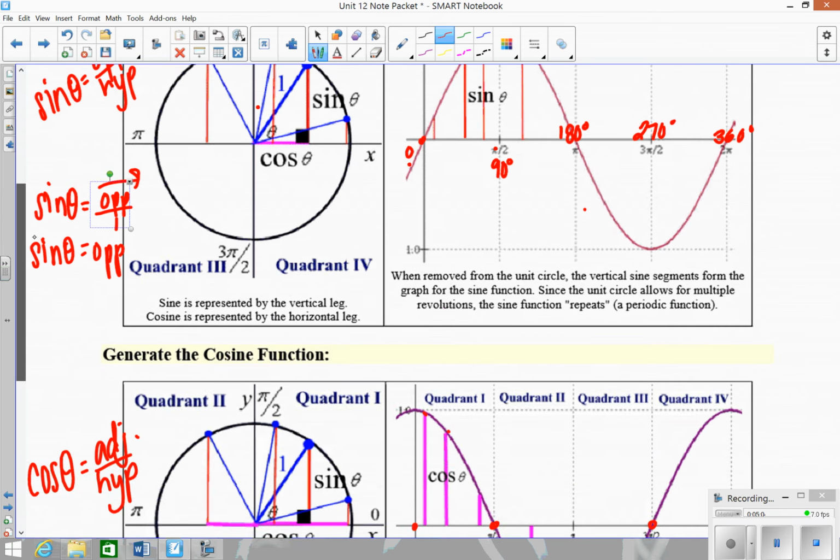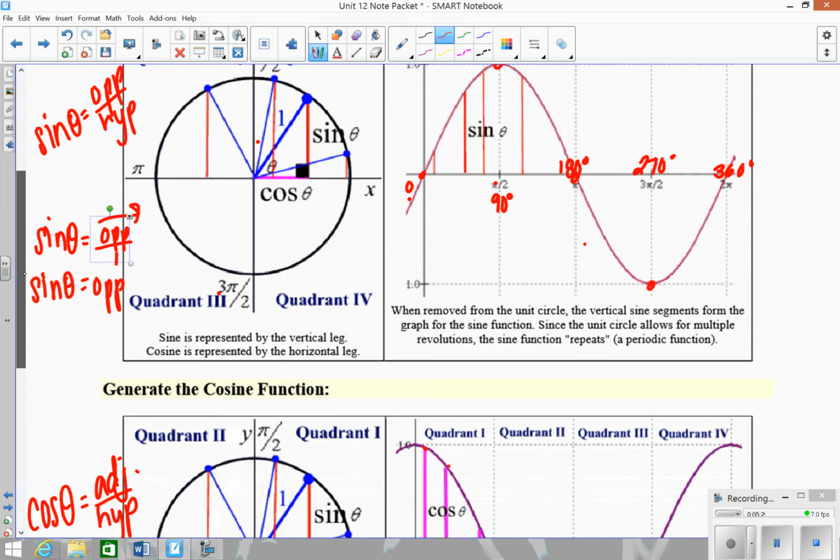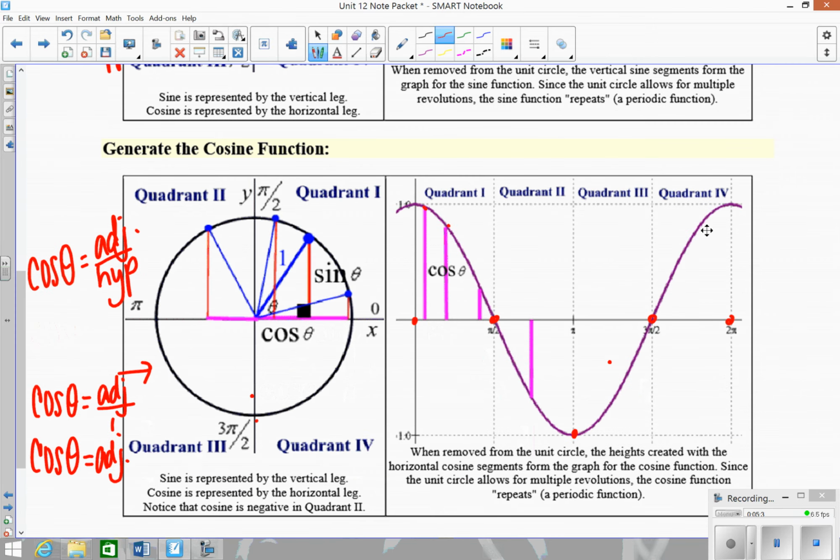Same with this curve here. 0, 90 is a key point, 180, 270, and back to 360. We get our full cycle because it's the complete amount of degrees in a circle. So it's a complete cycle around the circle. So that's why we have 360 degrees here to get our complete sine curve. Same thing with the cosine curve.